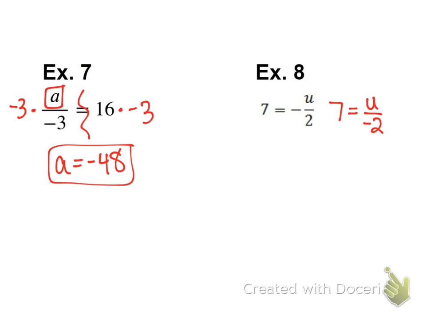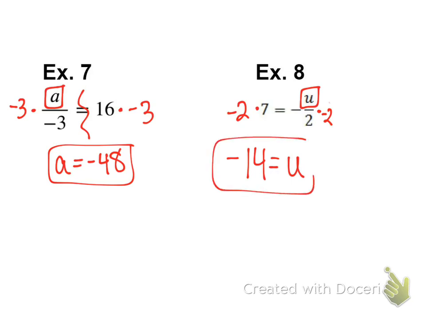Number 8, what did we get? Negative 14. How did we get there? Times negative 2. Good. Multiply both sides by negative 2. So we get negative 14 equals u.